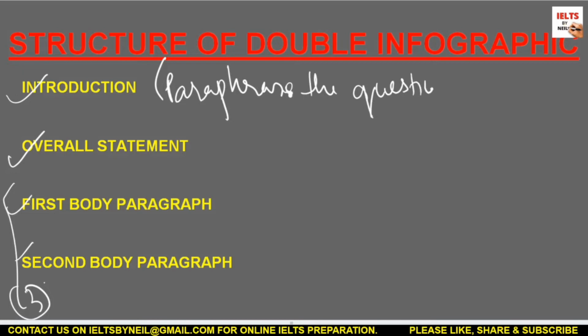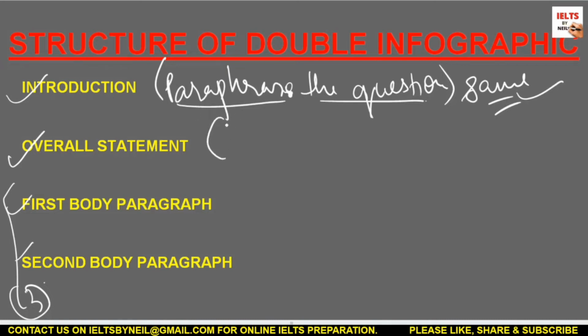Okay, keeping in mind that the meaning of the question should be the same. Like, meaning should not change. You just have to change some words. That is called paraphrase. Okay, meaning should be the same, right? Next one is the general or overall statement, in which you have to write general views or main features.